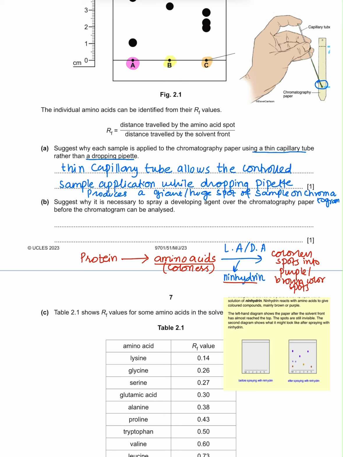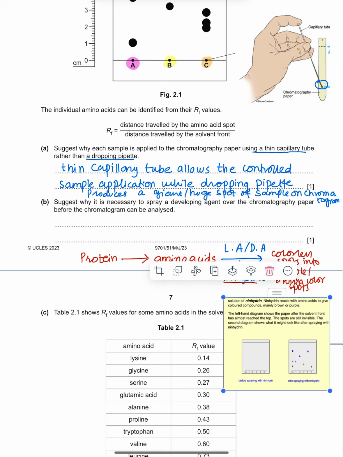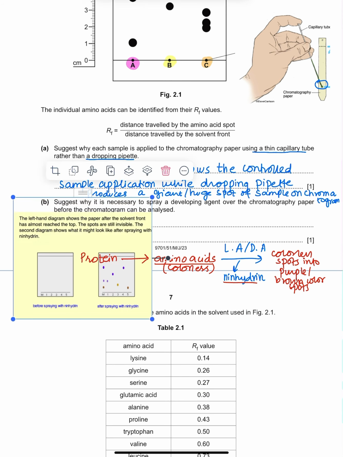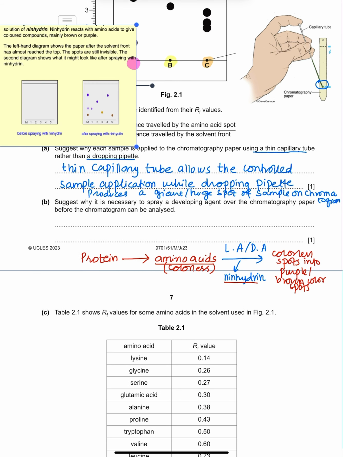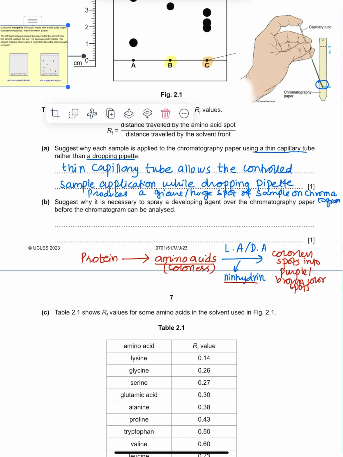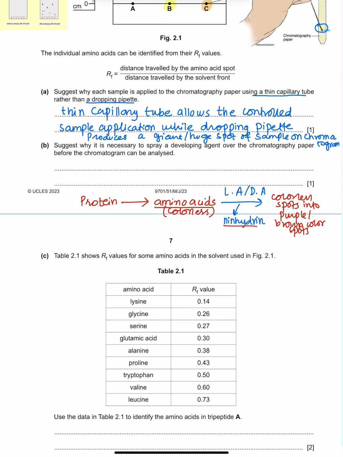Right, so this is one very nice way through which the spots can be made visible. You can clearly see in this diagram that before spraying the ninhydrin, the chromatogram is completely blank, although the amino acids have separated, but the spots are not visible. Once we apply the ninhydrin, we can clearly see the spots in purple and brown color. So keep in mind how ninhydrin works: it makes the spots visible, so we can simply write "to make the spots visible".